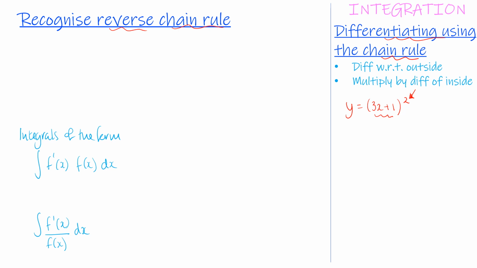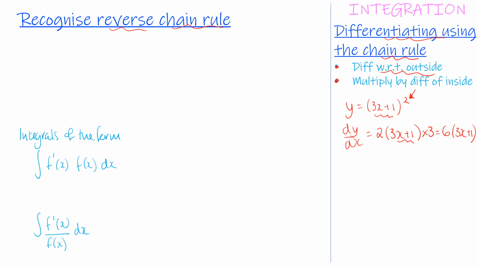Now instead of calling the inside function u and saying u squared and making a chain, we speed it up because the pattern is that we differentiate with respect to the outside. So what's on the outside? The squared. How do we differentiate with respect to something being squared? We would power down and take one off. We've left alone the inside, so now we need to differentiate with respect to the inside, which would be a times by 3. So tidying up, that would be 6 into 3x plus 1.